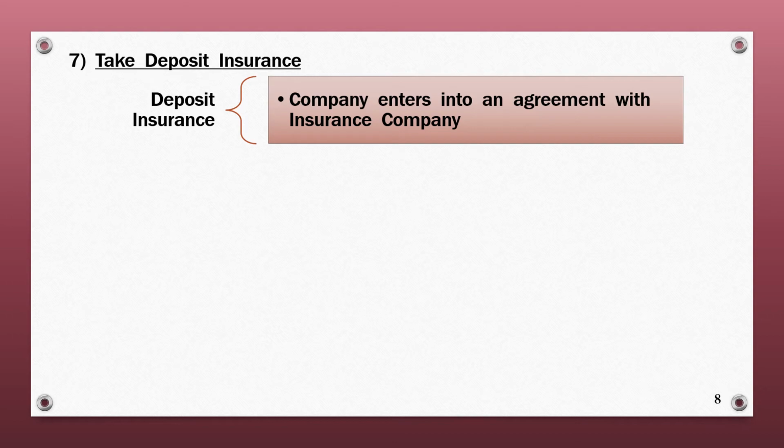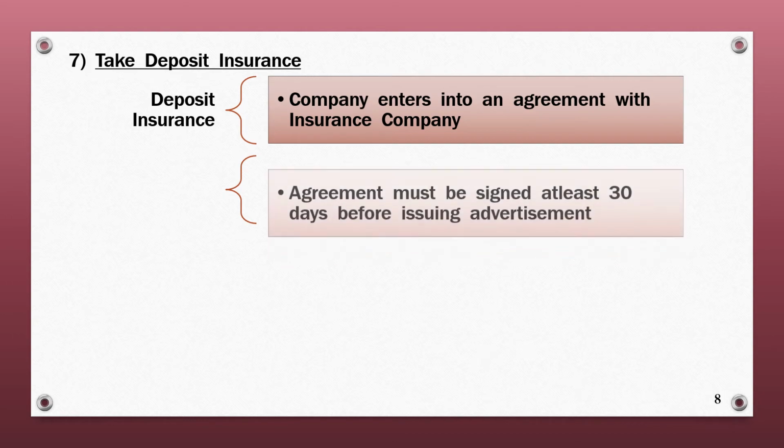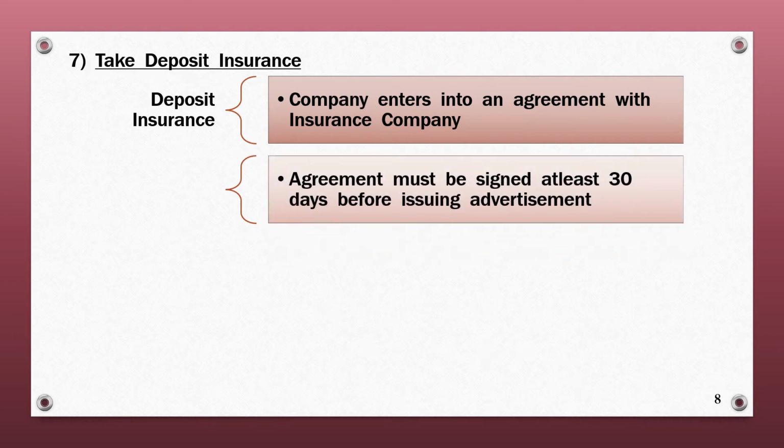This agreement or contract must specify that if the company makes any default in payment of principal amount or interest thereof, then the insurer, that is the insurance company, will be liable to repay the amount to depositors. Lastly, this agreement must be signed at least 30 days before issuing the advertisement to the general public.